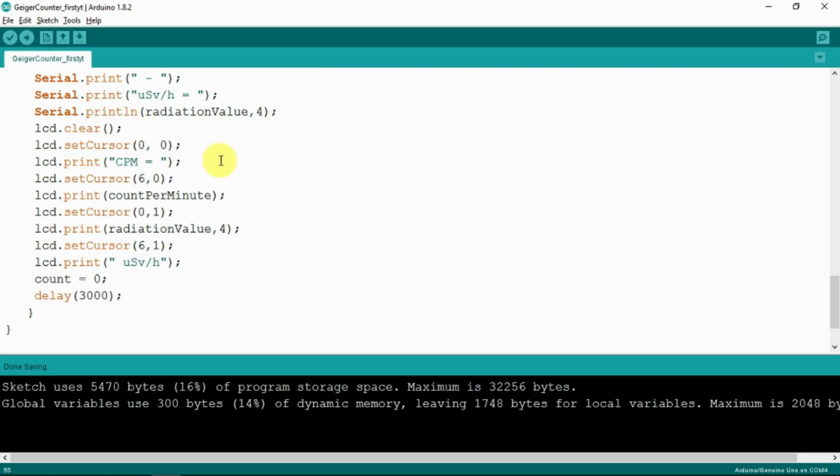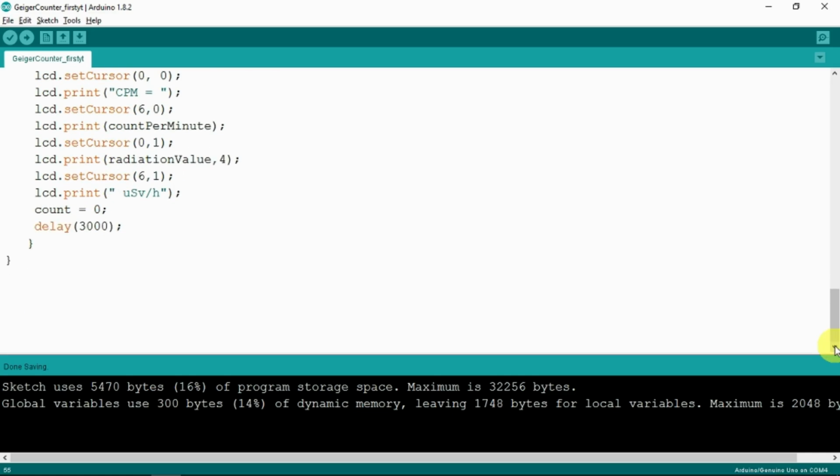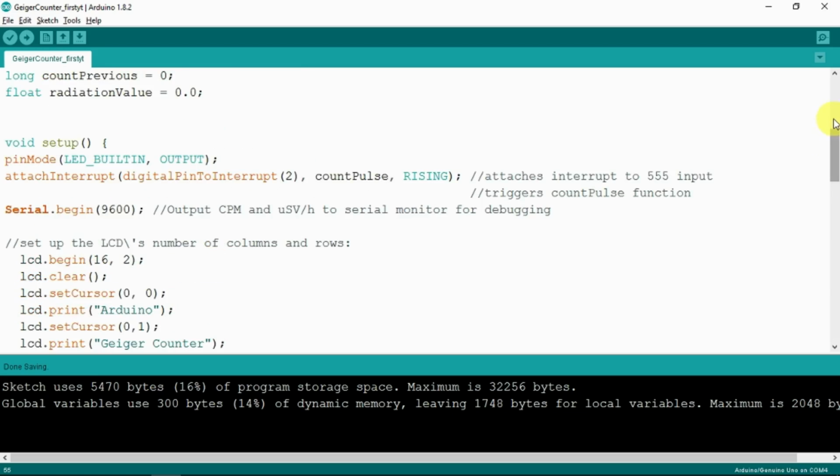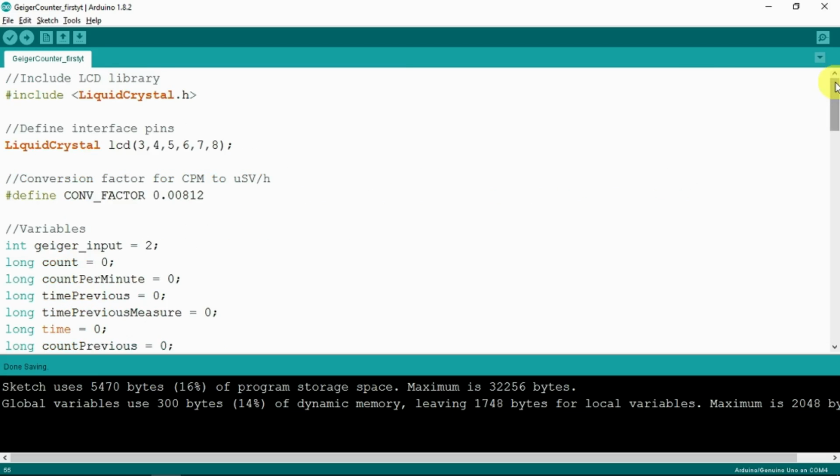So we set the cursor to the beginning of the top line, print CPM, space it over, show the counts per minute, go down to the second line and print the radiation value followed by microsieverts per hour. We then delay for 3 seconds before going back. And that's simply it. So I'll go on now and show you the physical construction of the LCD and the connections to the Arduino, and we'll go from there.